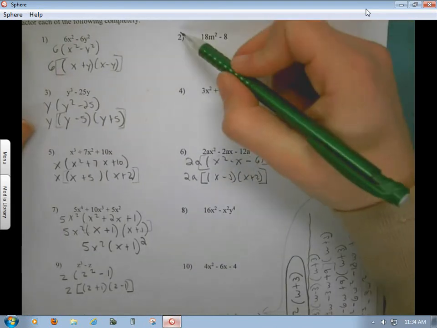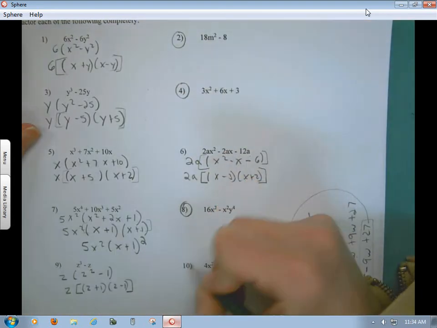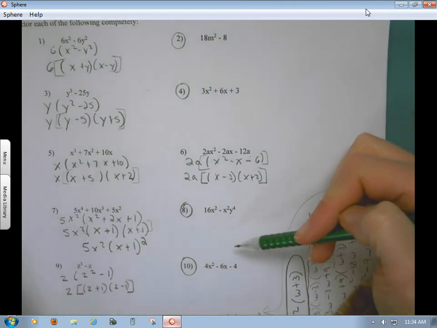And then I want you to complete for class tomorrow numbers 2, 4, 8, and 10. So that's your homework for tonight. It'll be checked tomorrow in class.